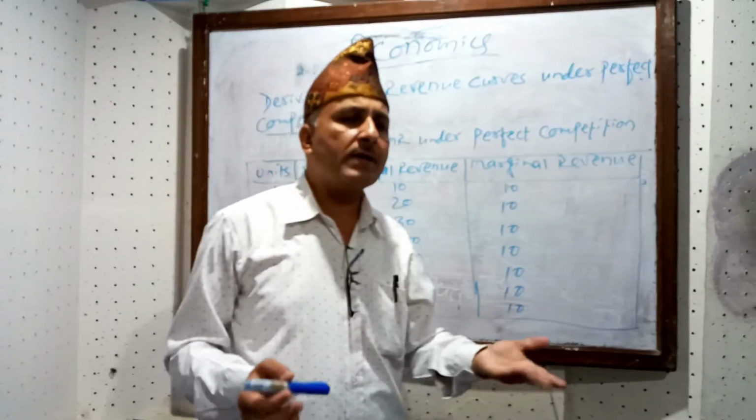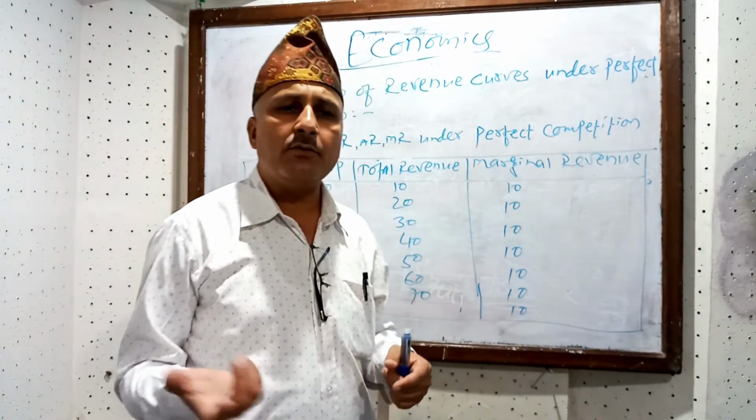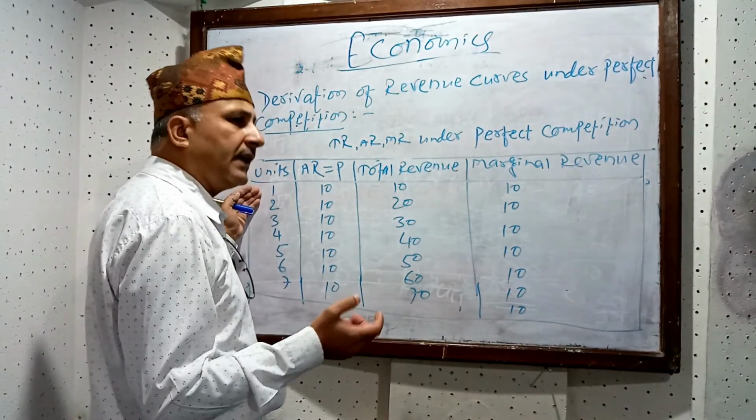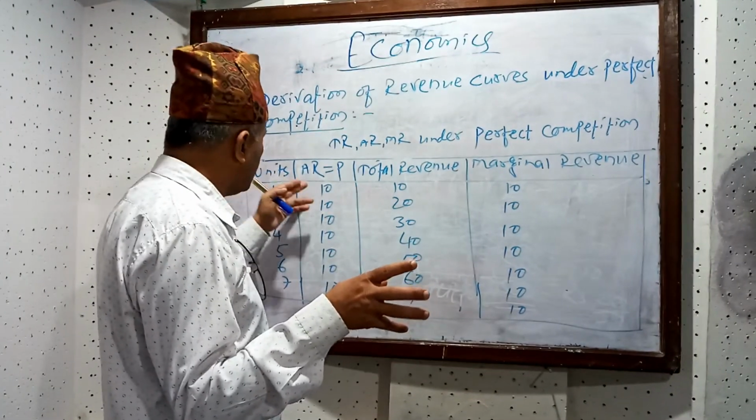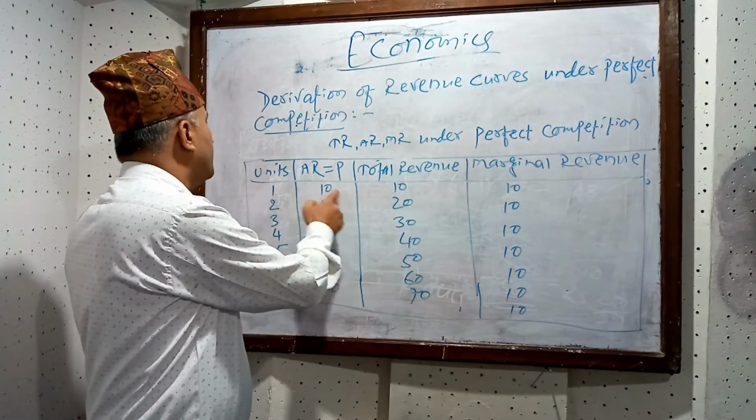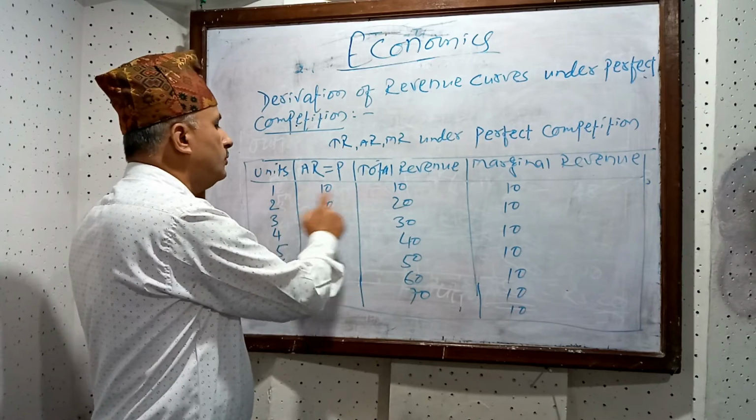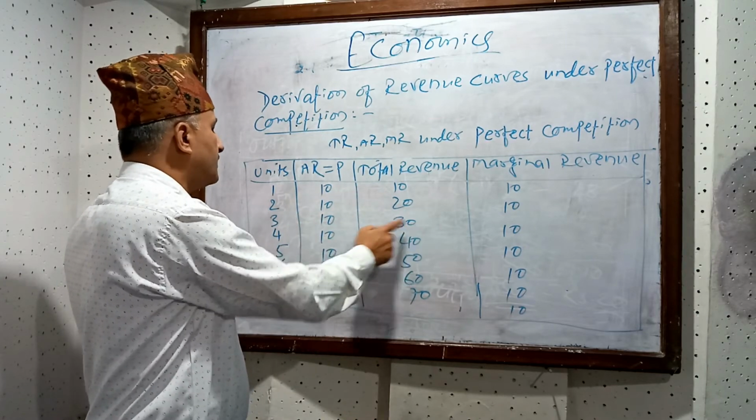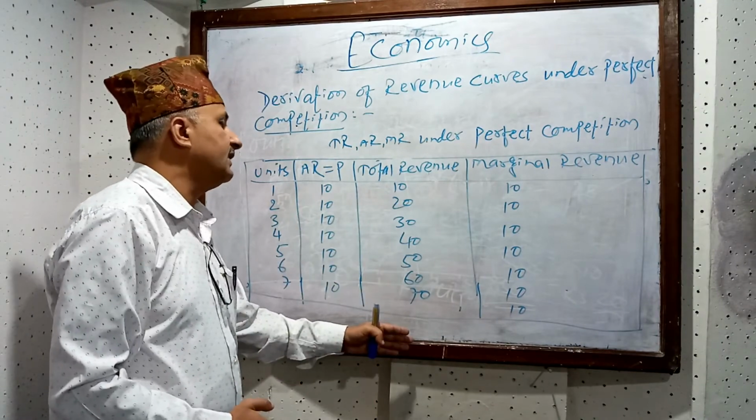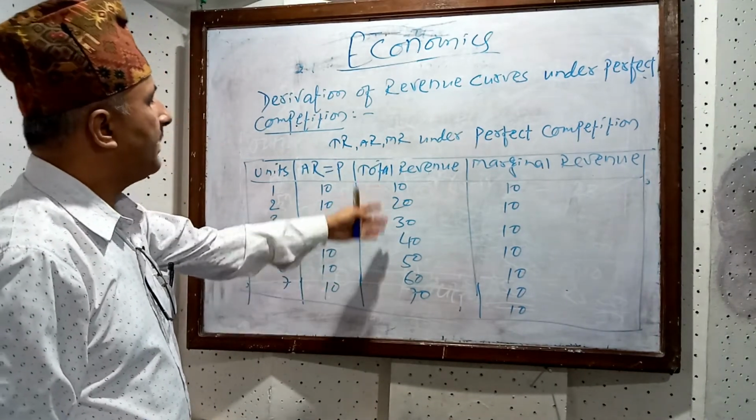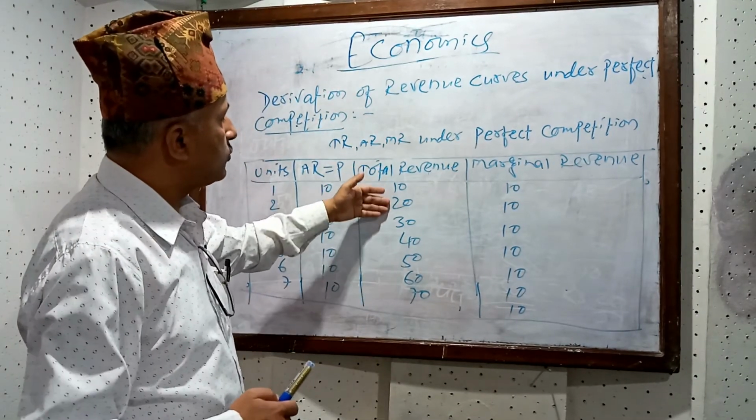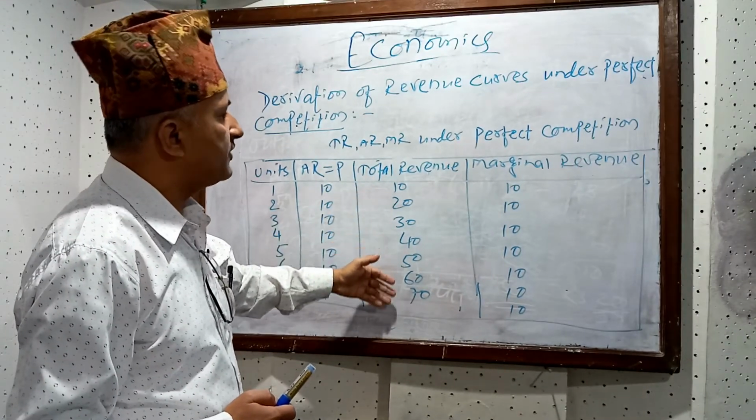Now you know how to calculate total revenue. Total revenue is the result of multiplying Q, that is output sold, with the respective price. That's why P into Q. 10 into 1, 10, 10 into 2, 20, 10 into 3, 30, 10 into 4, 40. Similarly, 10 into 7, 70. In this way, you can calculate the value of total revenue. So, total revenue is 10, 20, 30, 40, 50, 60 and 70.